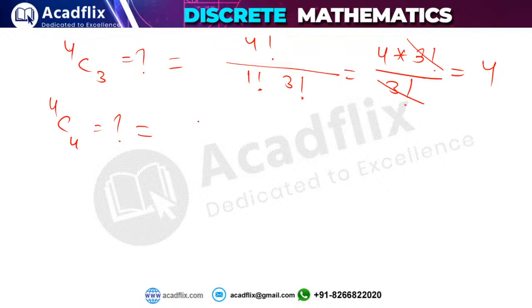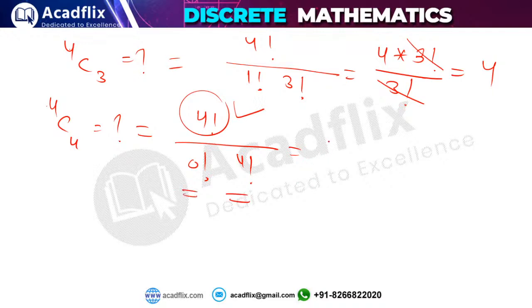What is 4C4? 4C4 is 4 factorial divided by (4 minus 4) factorial, which is 0 factorial, times 4 factorial. Basically, nCr is n factorial divided by (n minus r) factorial times r factorial. So this will be 4 factorial over 4 factorial, which cancel, so the answer will be 1, because 0 factorial is 1. So this is how you can find nCr and nPr.